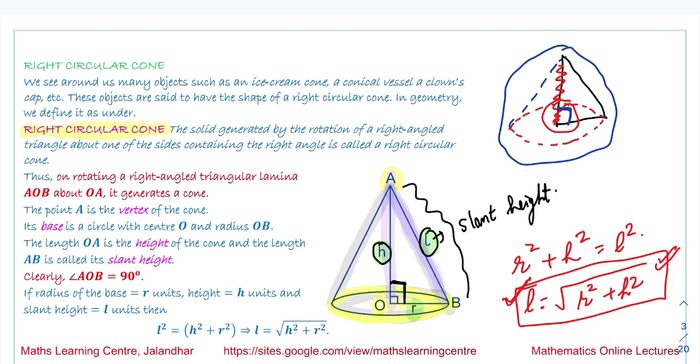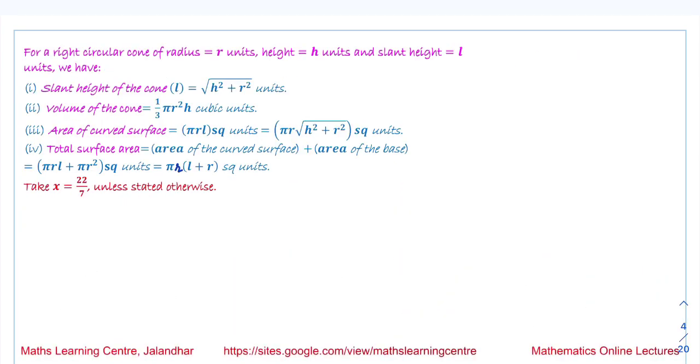Next we are given some formulas related to the cone. If the radius of the cone is R, the height of the cone is H, and the slant height of the cone is L, then the relation between R, H and L we have already seen: L is equal to square root of H square plus R square.